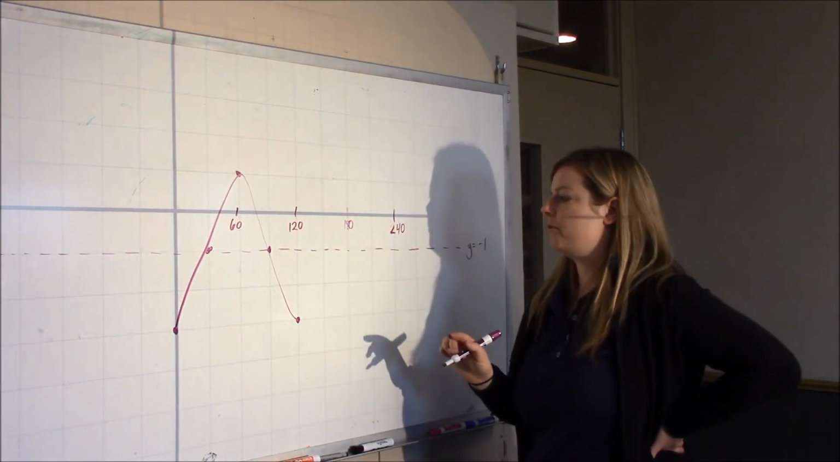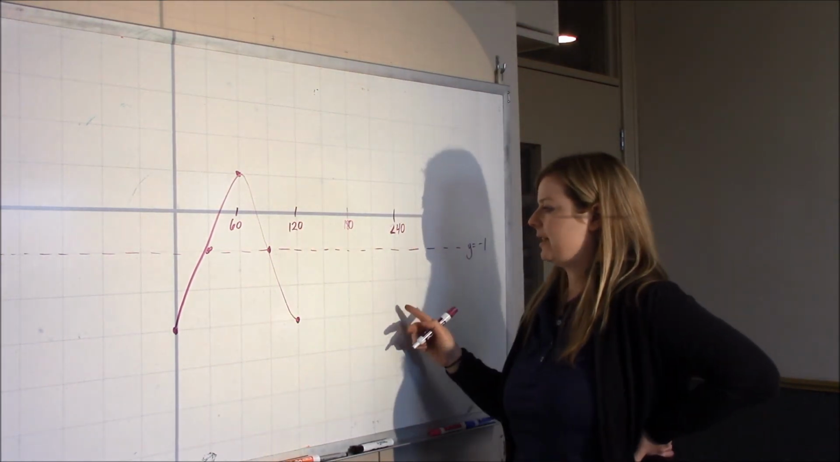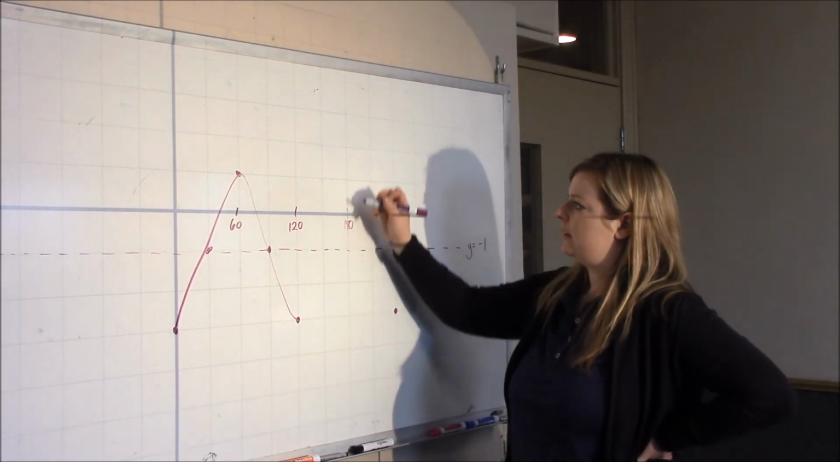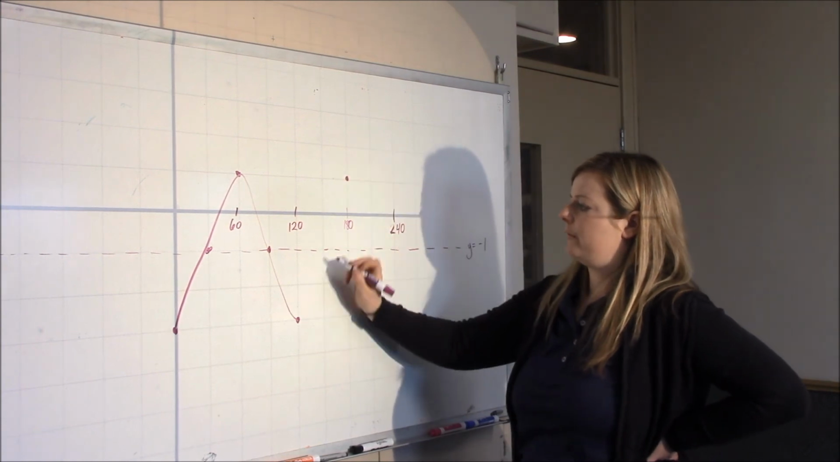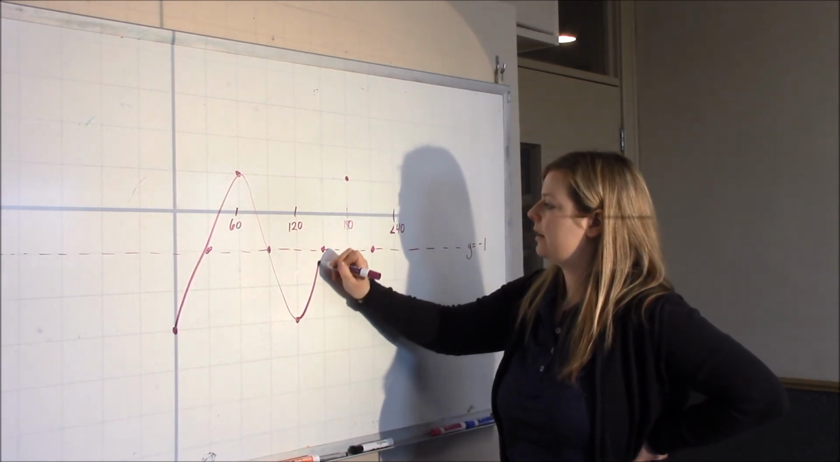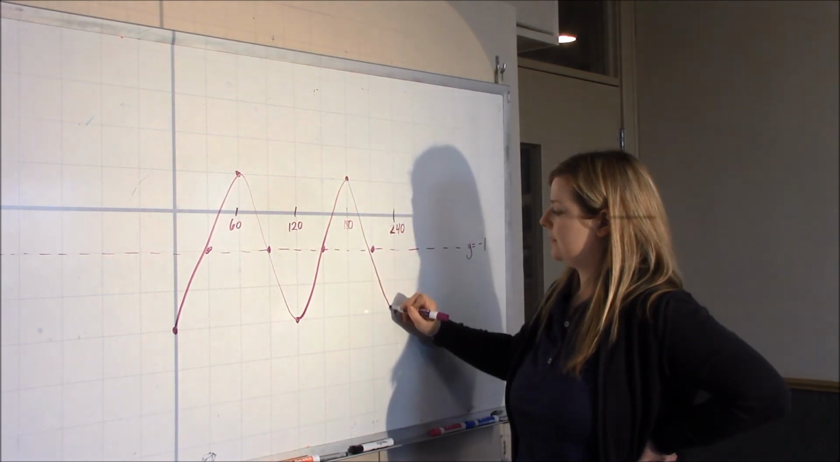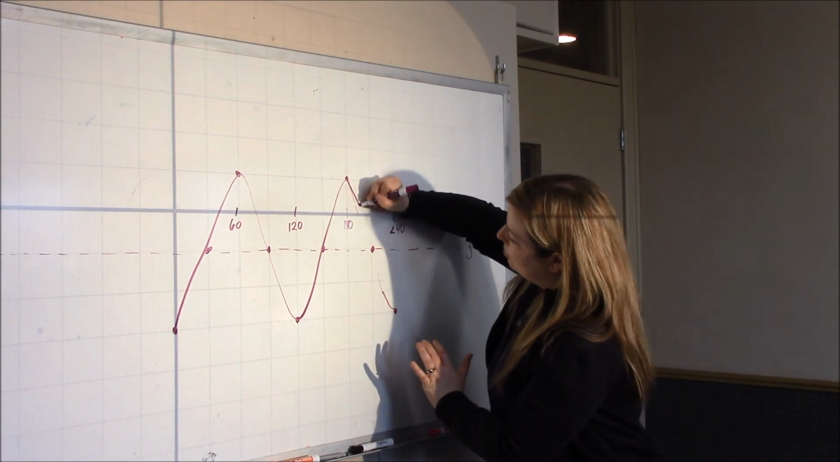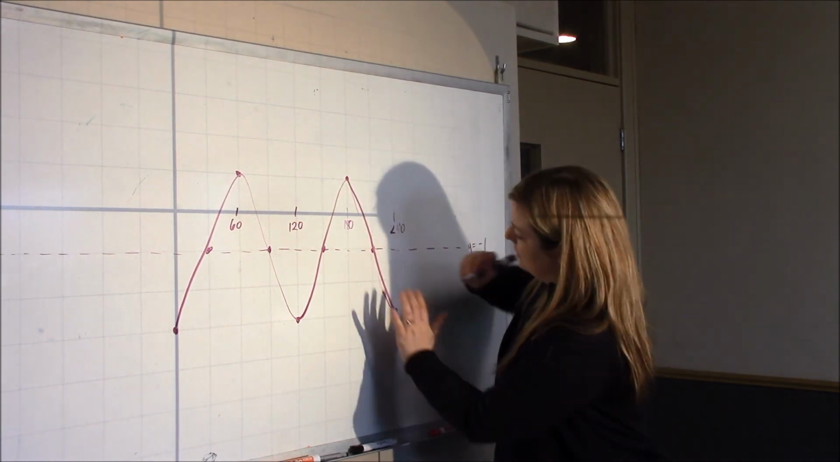Okay, so this pattern repeats in the next 120 degrees. So start on a min, end on a min. Halfway between, we're at a max. Then halfway in between each of those, we're on the axis again. So the pattern repeats. Sorry, that should be more direct here. There we go.